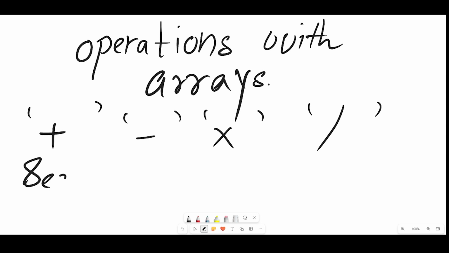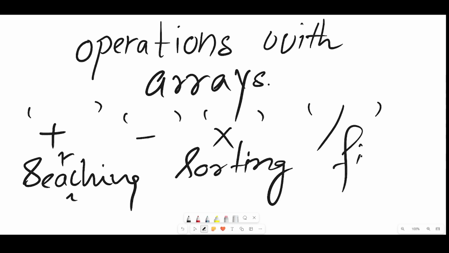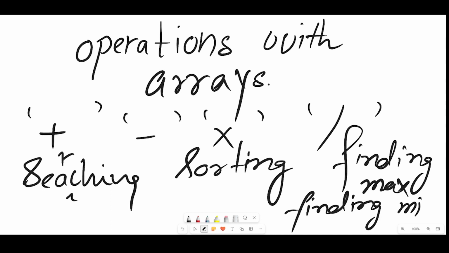For example, you can do searching, you can do sorting, finding maximum, finding minimum, different kinds of operations. These are all different kinds of operations of how you traverse the array. So these are just a few examples of what kind of operations you can do.